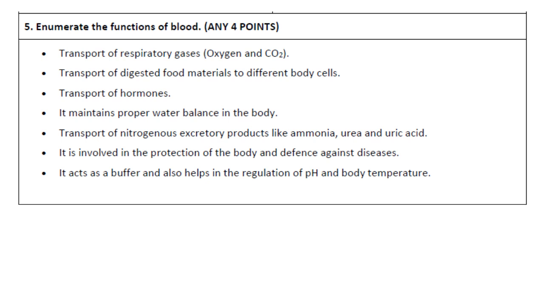Functions of blood. Very important question. Transport of respiratory gases, oxygen and carbon dioxide. Transport of digested food material to different body cells. Transport of hormones. It maintains proper water balance in the body. Transport of nitrogenous excretory products like ammonia, urea and uric acid. It is involved in the protection of the body and defense against disease. It acts as a buffer and also helps in the regulation of pH and body temperature. Any 4 points.